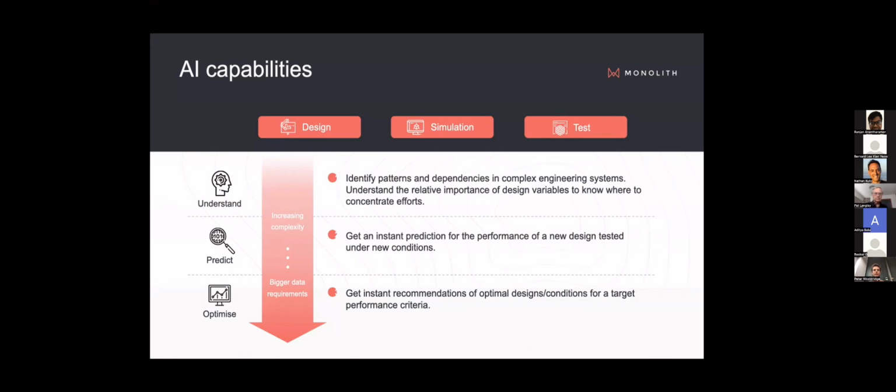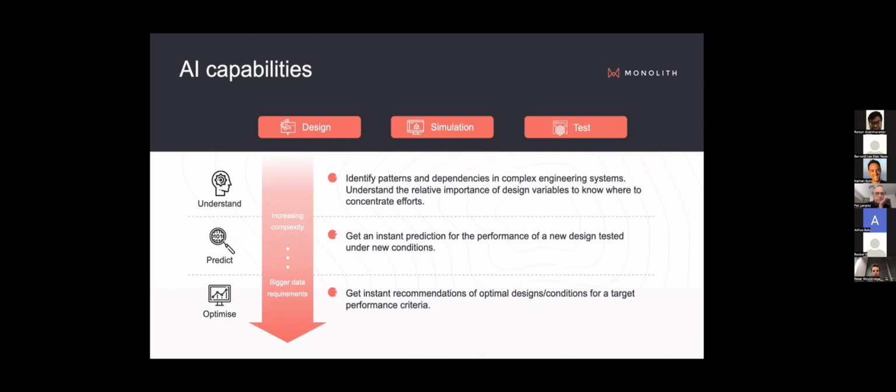And then in terms of areas where we are applying AI, I think generally things get segmented into 3 different types of use cases, starting from simple understanding, exploratory design analysis to relate design variables, figure out which of your design variables can actually be ignored, which ones are really important, and where to concentrate efforts.